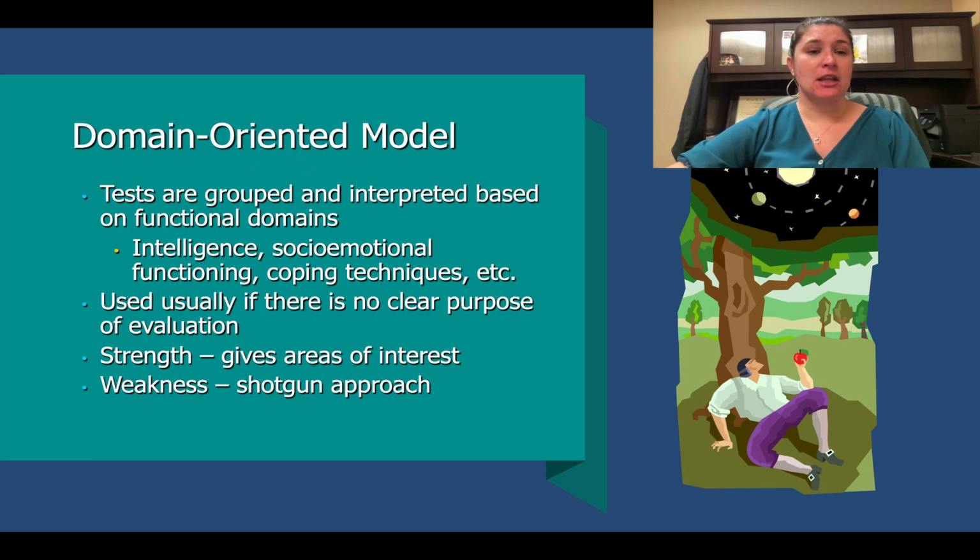For example, intelligence tests or socio-emotional tests. These are typically used if there's no clear purpose or need for an evaluation. The strength of this is it does give us areas of interest. However, the weakness is it's kind of a shotgun approach.